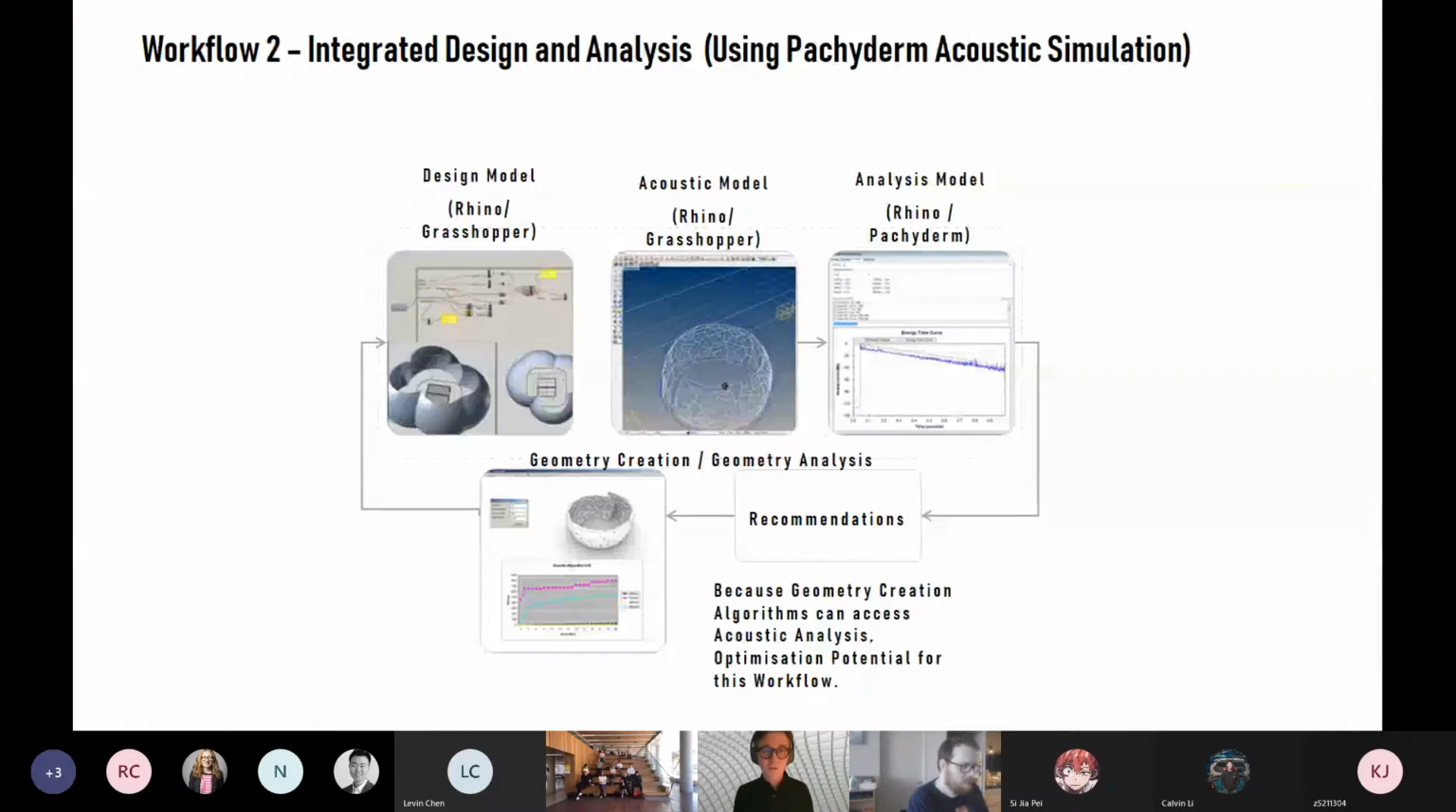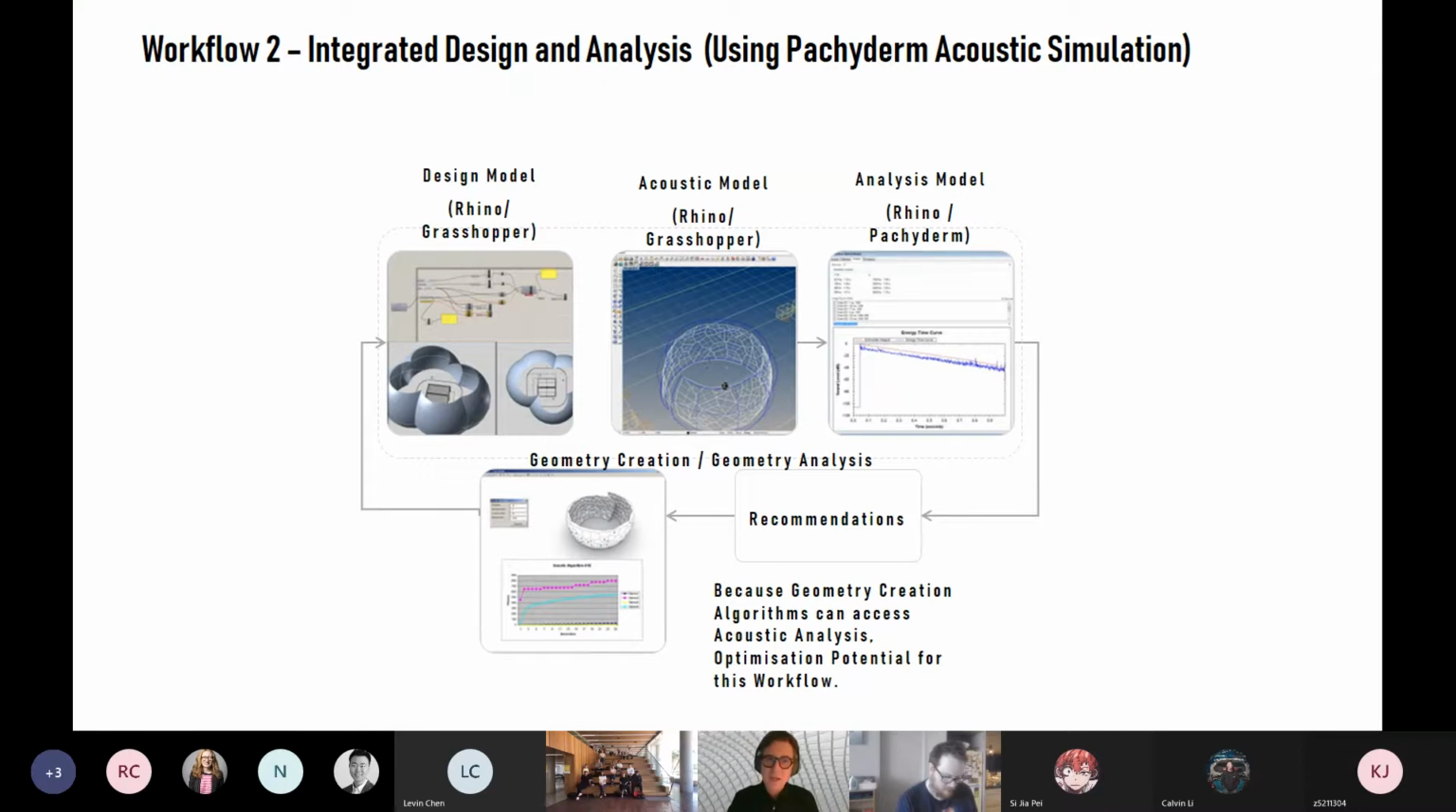So the second workflow is, I think, a bit more of a holy grail of performance in architecture, right? Which is this integrated analysis that's integrated into the architectural design software. And this is possible with the use of plugins for Grasshopper and so forth. And in particular, Arthur van der Harten has developed this software called Pachyderm Acoustic, which I understand many of you have some experience with now.